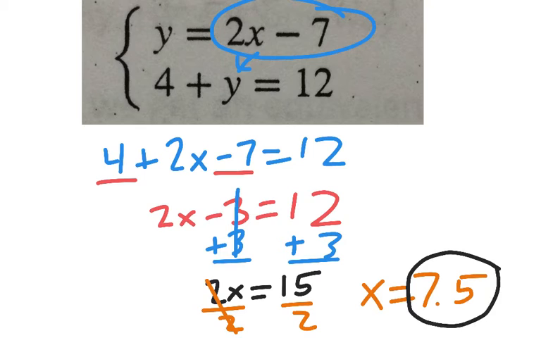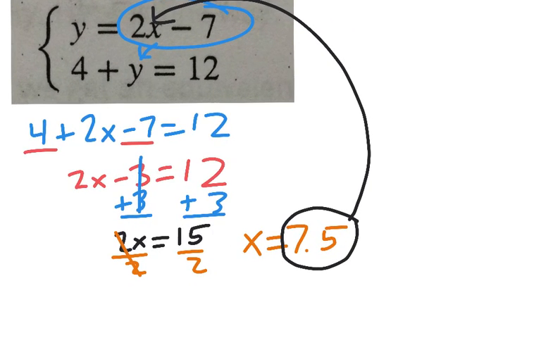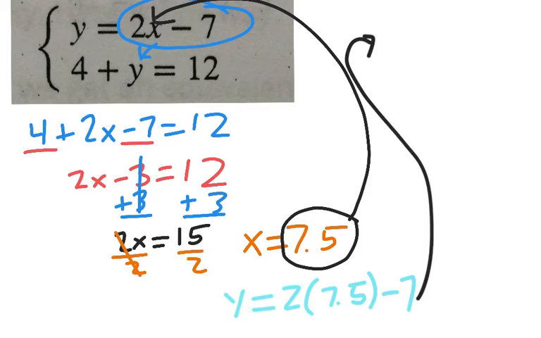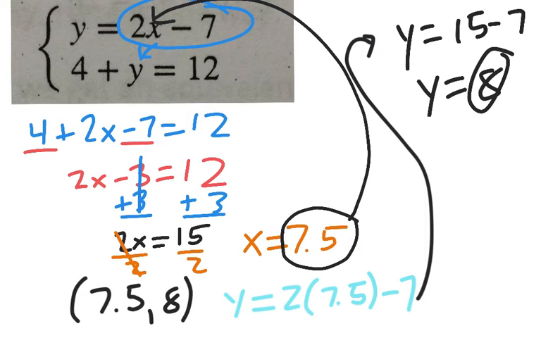So you could take this 7.5 and plug it in here. Or you could just take the bottom one because it only has a y and get y by itself. Either way. And so that would be y equals 2 times 7.5 minus 7. That's going to be y equals 15 minus 7, which is y equals 8. So again, there's more than one way to do this. You just have to follow the math. We could just plug that into our calculator.